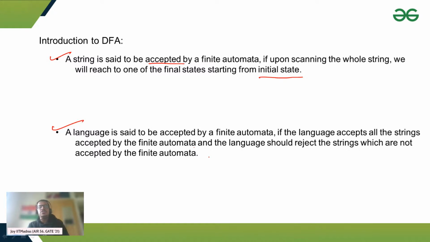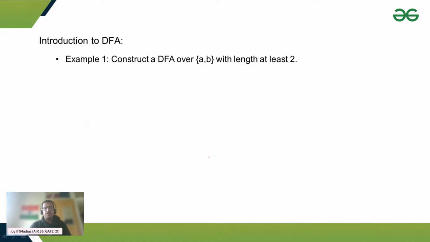And if a string is not accepted by the finite automata, that string should not be in the language. So in these two cases, the string and the finite automata should be similar. I mean, the finite automata and the language should be equivalent with respect to the string. Okay, now let's move forward.